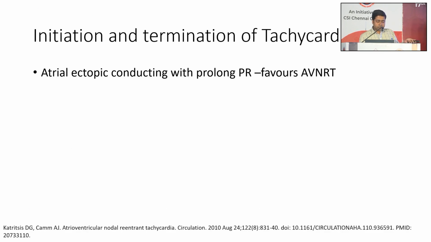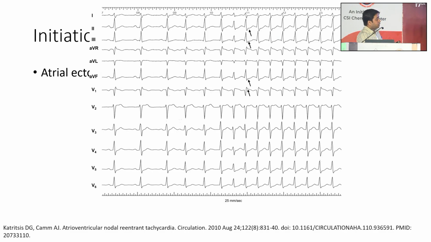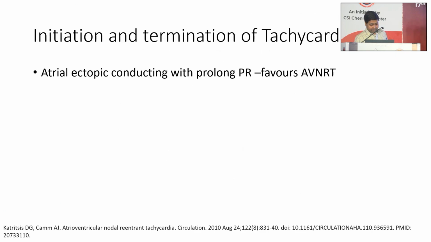Then the last part of this is the initiation and termination. In this ECG, if you see, the initial part is sinus rhythm, then one atrial ectopic comes, conducting with a prolonged PR, and the tachycardia starts. So an atrial ectopic conducting with a prolonged PR and starting a tachycardia suggests AVNRT.